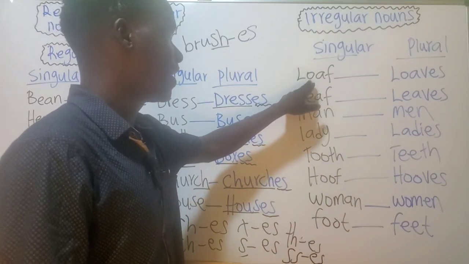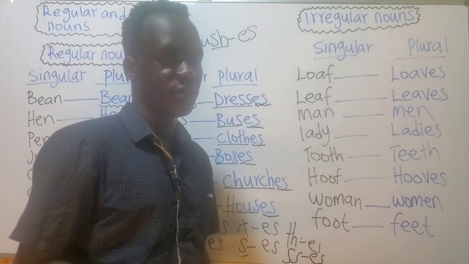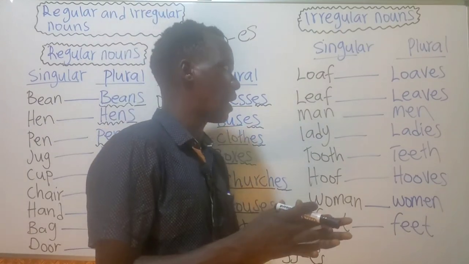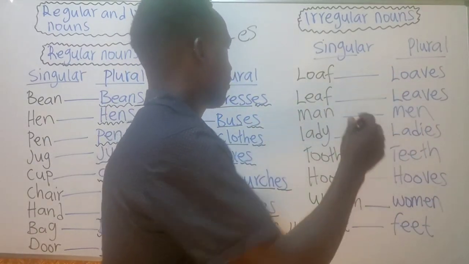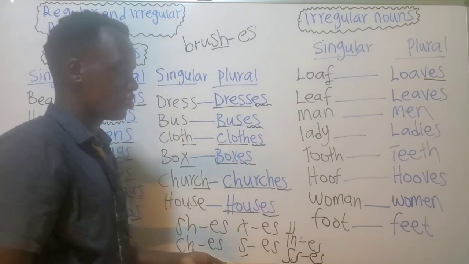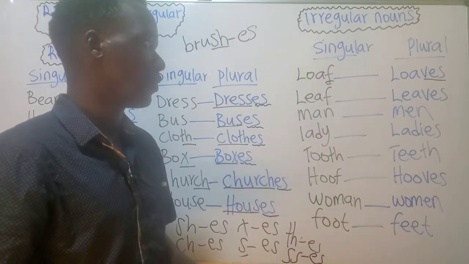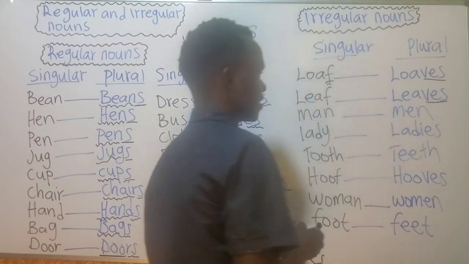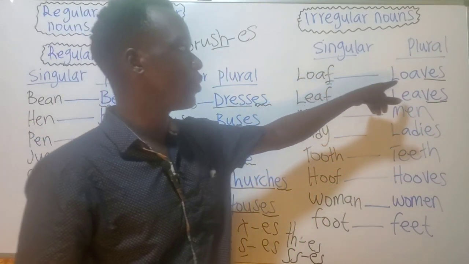Yes, leaf, okay? Leaf, not leaf, sorry. Loaf, okay? Loaf, this is a big bread that you take for breakfast and tea, okay? They are mainly packed in a bag, a polythene bag, okay? Loaf, we have loaves, okay? So, you have seen that here, F is gone, and then V-E-S, okay? It has changed, okay? Loaf, loaves, V-E-S. Leaf, okay? Leaf from the tree, okay? Also here, V-E-S becomes leaves. From leaf to leaves. From loaf to loaves.